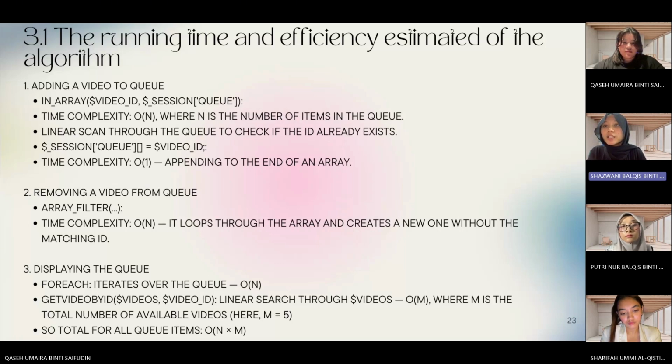It loops through the array and creates a new one without the matching ID, which means it will not repeatedly loop. Display the queue: a foreach iterates over the queue, so it's O(N). Get video by ID, using video underscore ID, does a linear search through the videos, O(M), where M is the total number of available videos, and here M equals 5. And the last one: the total for all queue items is O(N×M).